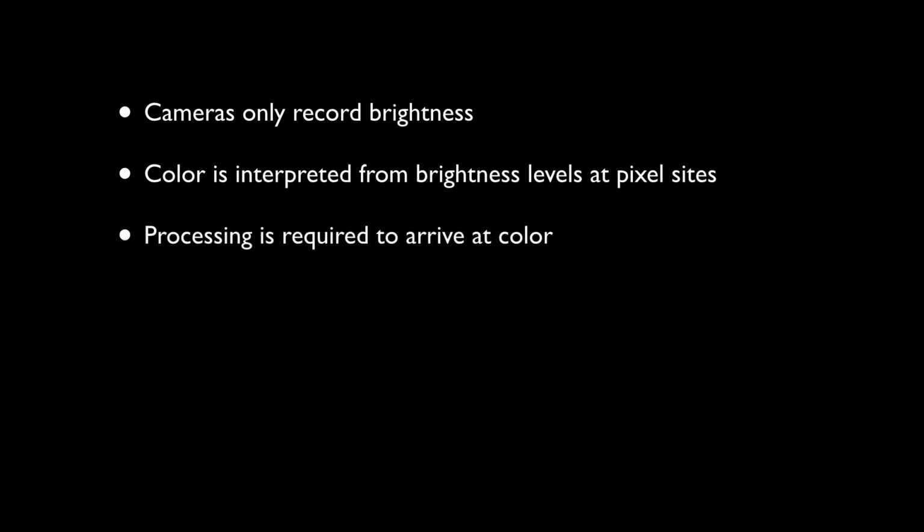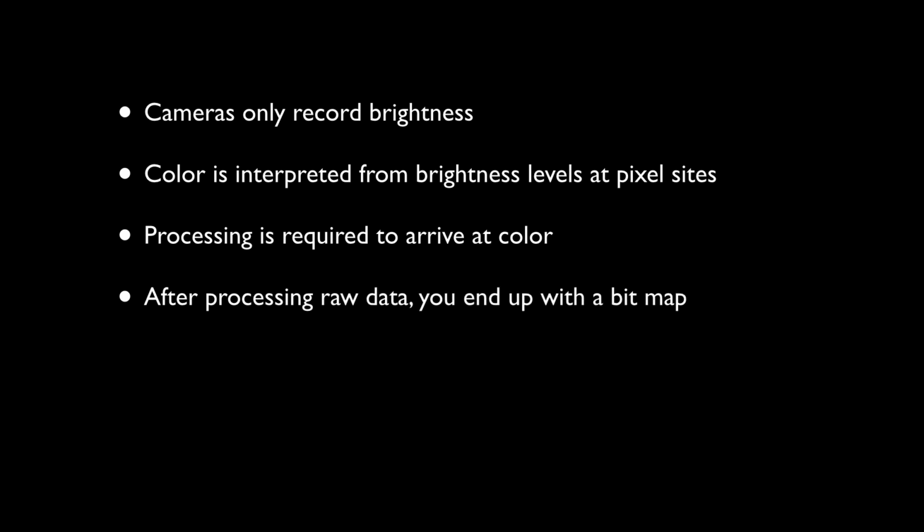It is important to realize that digital cameras only record brightness values for the pixels representing the image. Color is interpreted from these brightness values, interpolating the missing data from the neighboring pixels. This requires a fair amount of complex calculation known as a demosaicing algorithm that happens in a separate stage from the actual image capture.